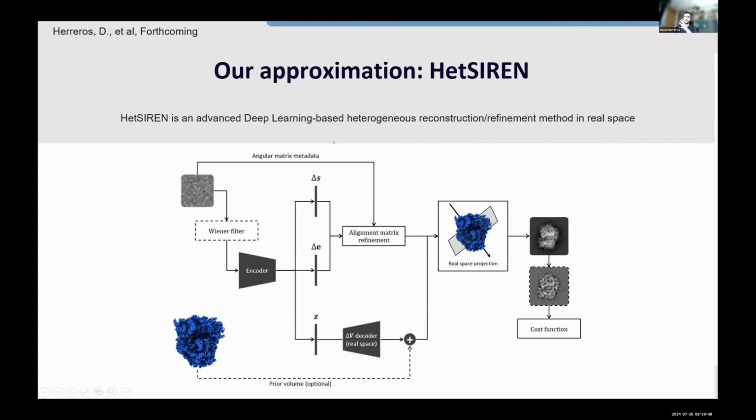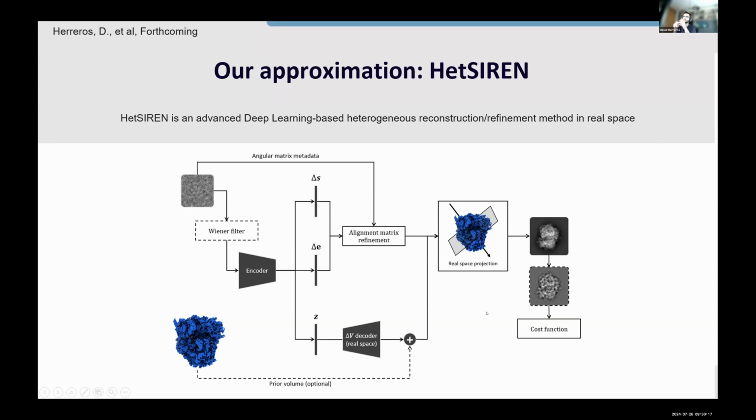As I will show you later on the slides, it's not only solving the problem of reconstruction, but also the problem of refinement. Because I think at the end, we already have structural information that is coming out from our workflows. Then why not use this information also to train these networks and to improve a little bit all these conformational variability estimations? And at the end, HetSIREN works in the way described here in this scheme. I will leave a brief summary of how it works.